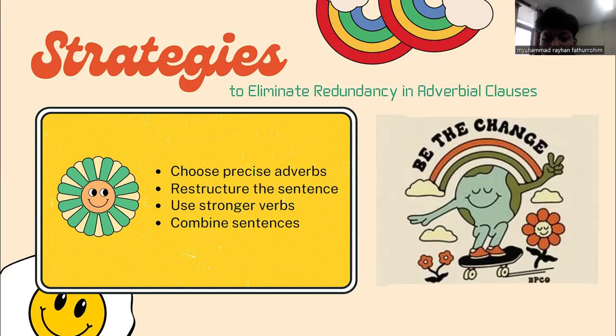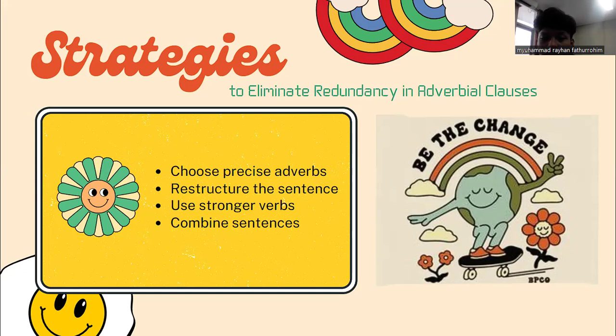Or we can use stronger verbs. We can replace weak verbs with stronger ones that inherently convey the desired meaning. For instance, instead of saying "she smiled happily," you could say "she beamed."